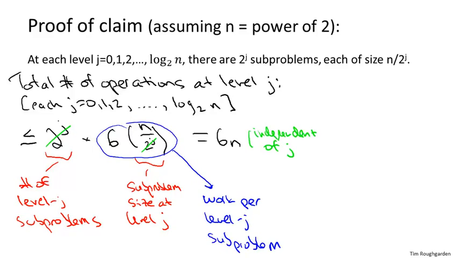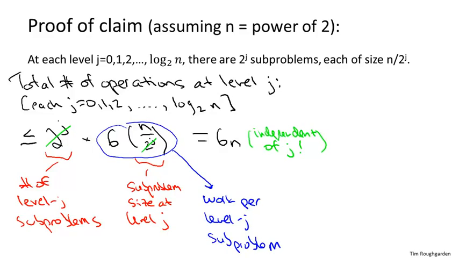of the level j. So we do at most 6n operations at the root, we do at most 6n operations at level 1, at level 2, and so on. Okay, it's independent of the level. Morally, the reason this is happening is because of a perfect equilibrium between 2 competing forces. First of all, the number of subproblems is doubling with each level of the recursion tree, but secondly, the amount of work that we do per subproblem is halving with each level of the recursion tree. Since those 2 cancel out, we get an upper bound 6n, which is independent of the level j.